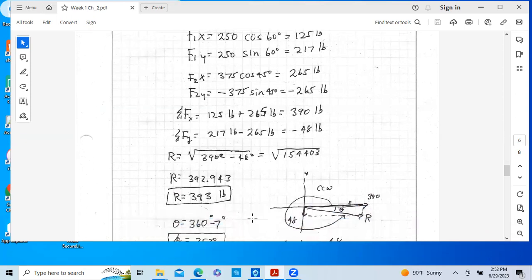I want to plot this so I know where this is at. So here's my, just roughly, when I do this, my sum of forces in the x was plus 390. So we're out this way. The y is negative. So I'm in this quadrant.